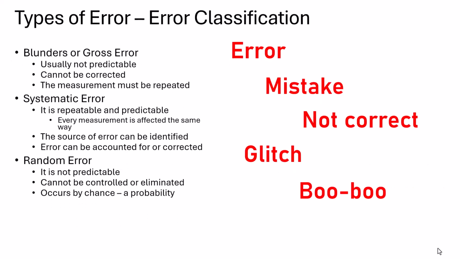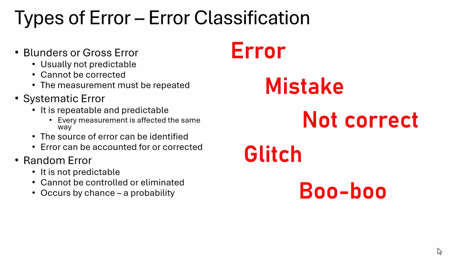Okay, so let's look at the different types of errors that people can make, all right? Really, we talk about 3 main types of errors. The first one are blunders or gross error, right? These are usually not predictable. They're usually so bad that they can't be corrected. The measurement needs to be repeated.